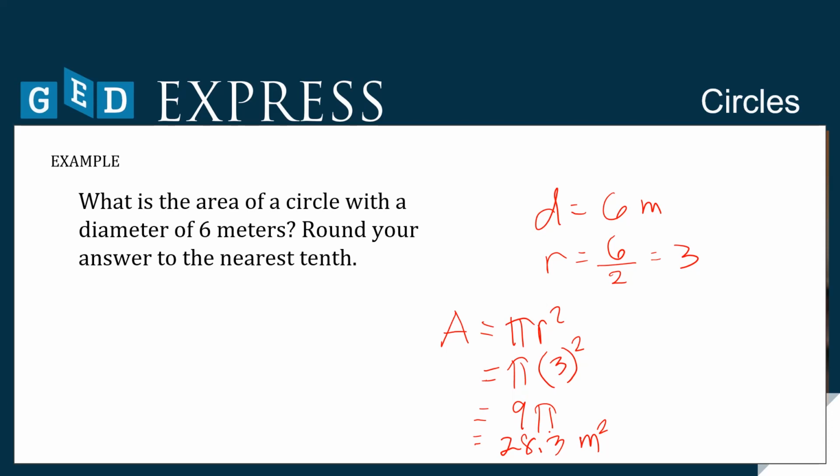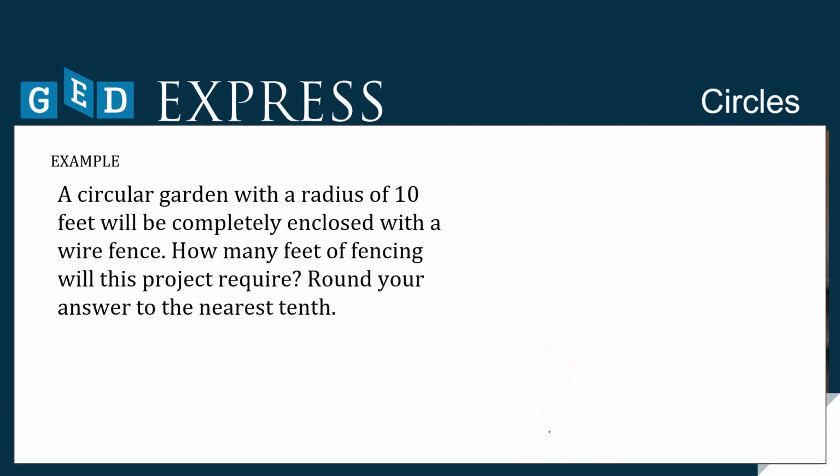Let's try another example. A circular garden with a radius of 10 feet will be completely enclosed with wire fence. How many feet of fencing will this project require? Round your answer to the nearest tenth.